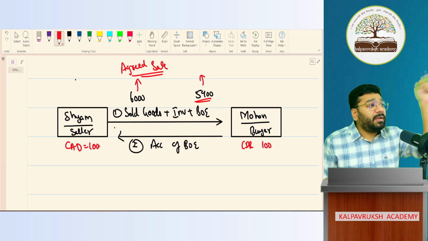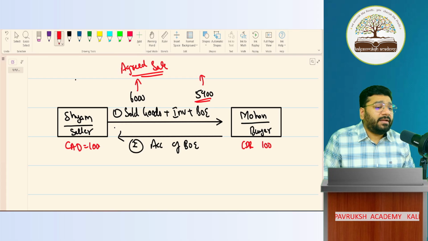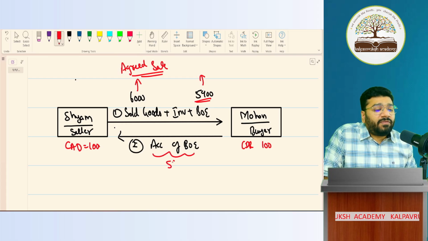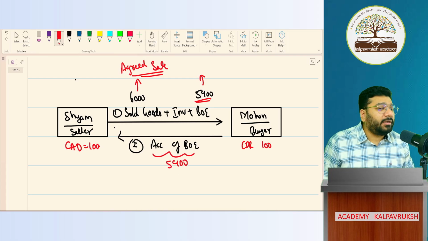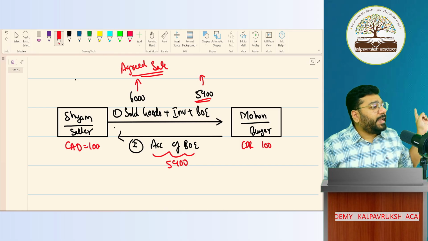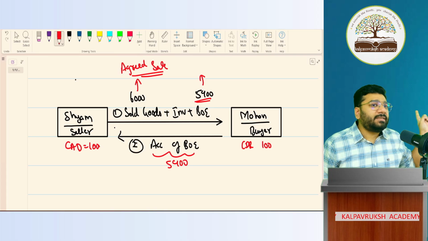So the bill that is issued is worth 5,900. So what is the bill accepted for? 5,900 only. Got it, not got it? You understood why I took this question? Slightly tricky question. Hence, I had to do it.